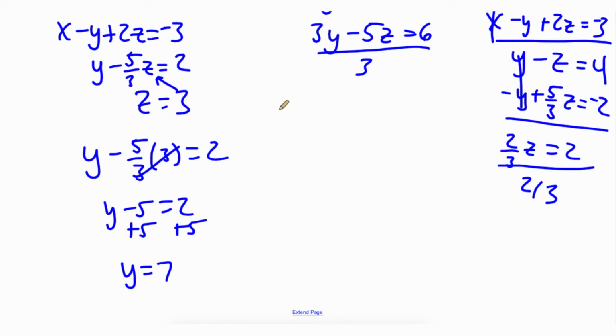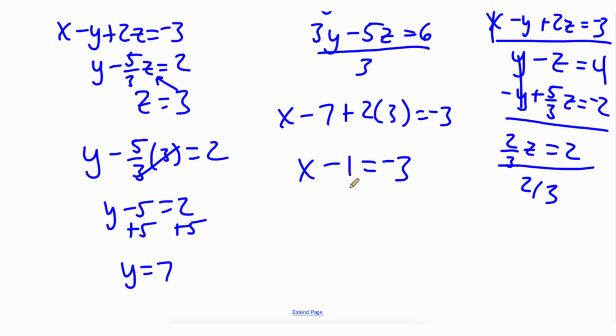Then we need to go all the way up to our top equation, fill in our y value and our z value. So we've got x minus 7 plus 2 times 3 equals negative 3. Well, 2 times 3 is 6, and if we combine that with the negative 7, we get x minus 1 equals negative 3. Add the 1 over to the other side, and we get x equals negative 2. Now I'm going to write my answer as an ordered triple. So we've got negative 2 as our x value, 7 as our y value, and 3 as our z value. So that ordered triple is our answer.